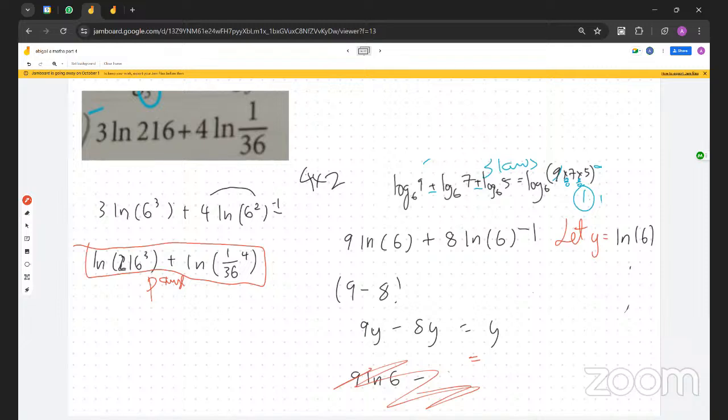Your final answer is y. You must return the y back. When you let, you must unlet. Return the y back to the original, and that will be the final answer, so to speak. You cannot stop at y, even though y is so good already. You must stop at finally logarithm natural 6. So far, so good?